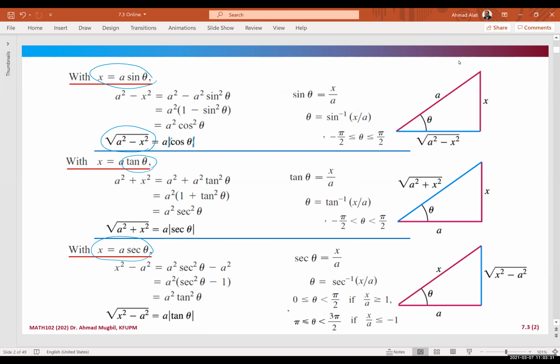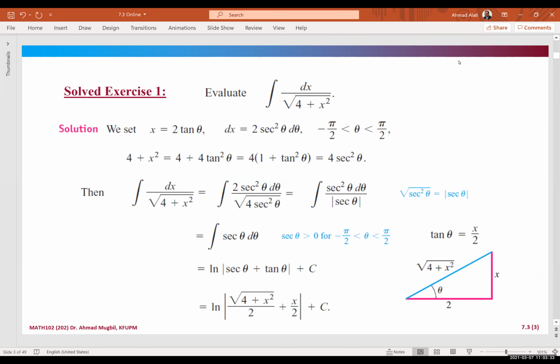So it is very important to have the reference triangle if you want to substitute back. If you remember, we have solved this here because we have 4 plus x squared. We will use x equals 2 tan theta. This is a squared, this is a. And of course, don't forget also to find dx and to find the radical. What is inside the radical here will be the square root of this, which will be secant. Here it is. The absolute value of secant is secant.